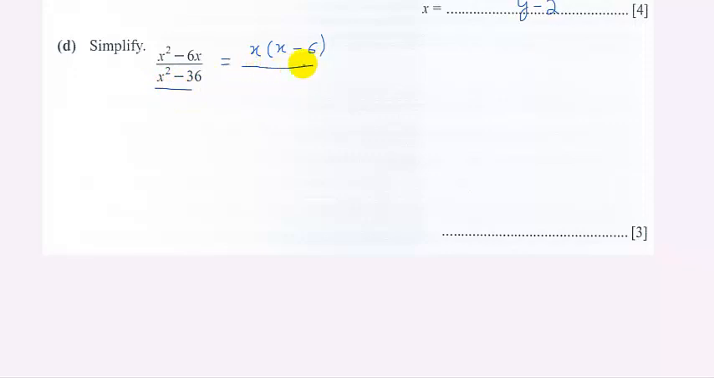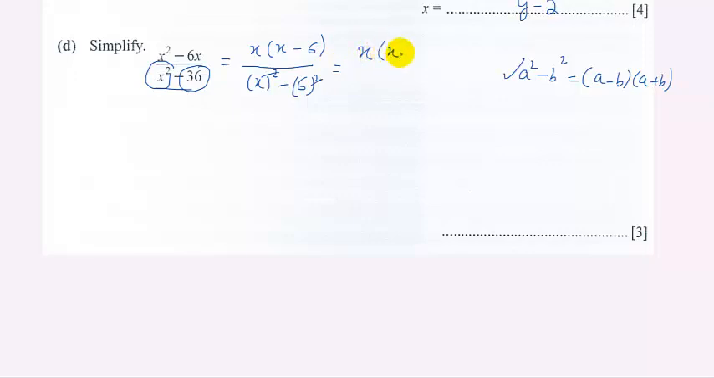But you can observe this is the square of x. Let me write it like this: square of x, and this is the square of 6. So when we have two squares and there is a negative sign, we use this identity, a squared minus b squared, which is equal to a minus b times a plus b. So we have x minus 6 and x plus 6.